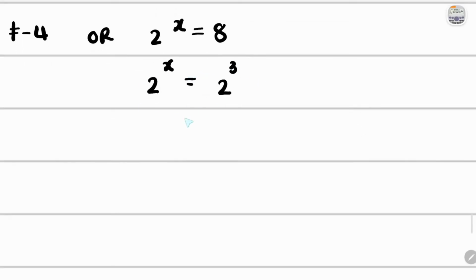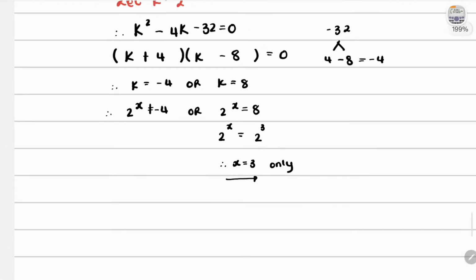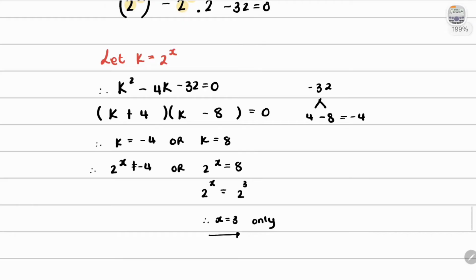And now do you see that only if x is equal to 3, your left-hand side will look perfectly like your right-hand side. And so therefore, x is equal to 3 only. And that is the answer to that question.